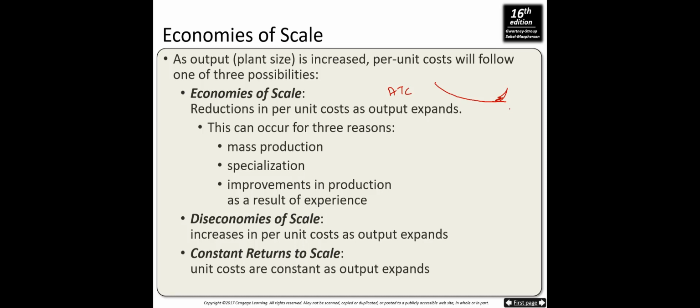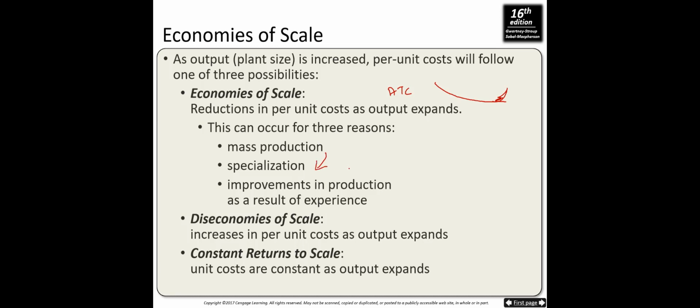Mass production. Mass production is more profitable because you don't need to spend lots of fixed resources at the beginning. You have the factory, you just need to produce a lot. And per unit cost of producing is going to go down because your fixed resources, fixed costs, are spread over the mass production. The second reason is specialization.